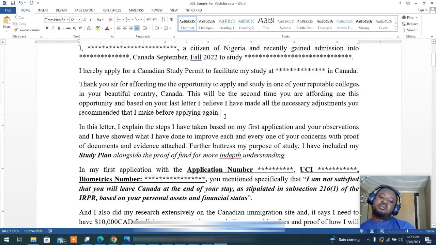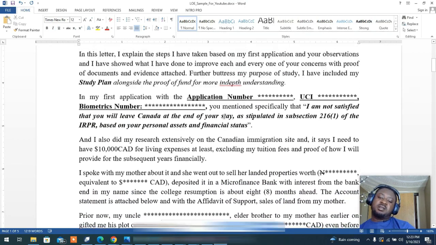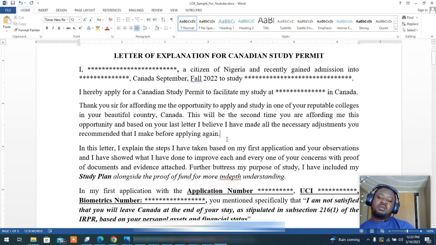So that's how I submitted everything, and like I said before, anything you are saying here, you must attach the relevant document to authenticate what you are saying, because if you don't attach it, it's as if you are just talking. Document speaks volume in visa application. Are you getting me? So that's how I did my own.